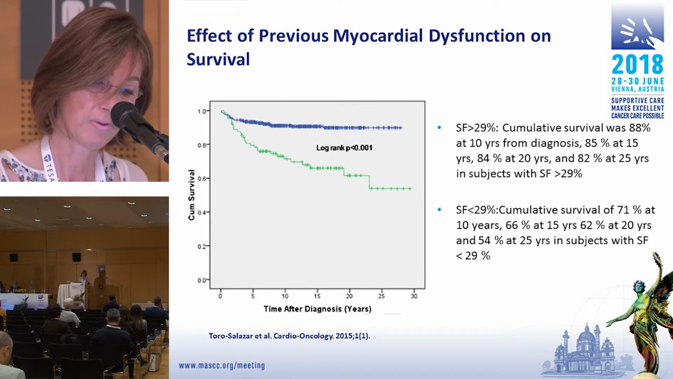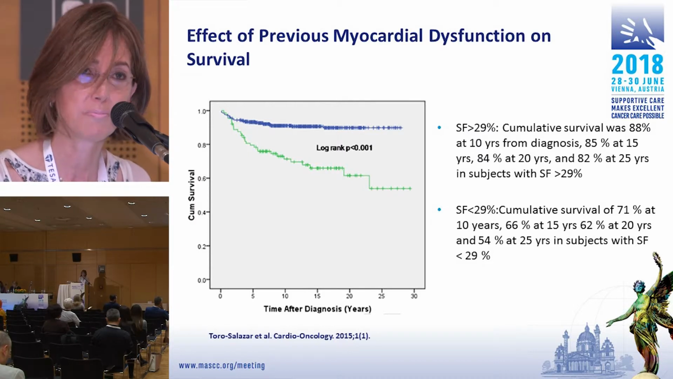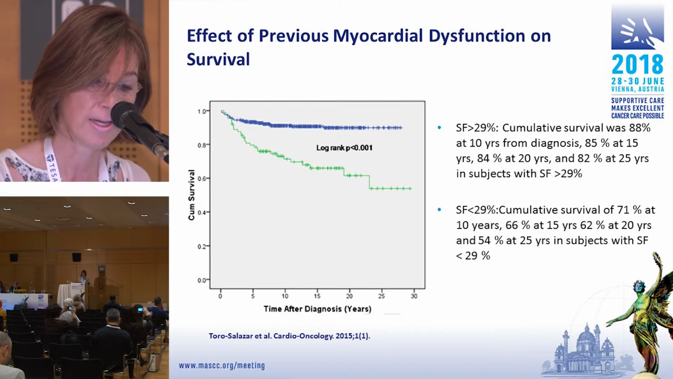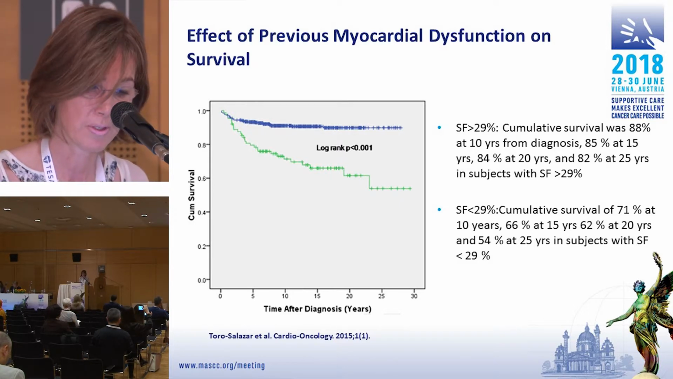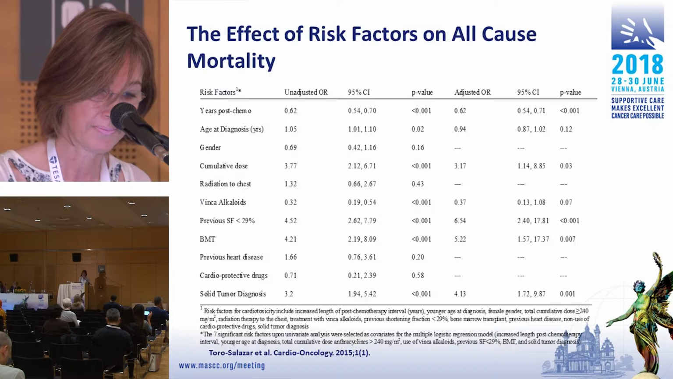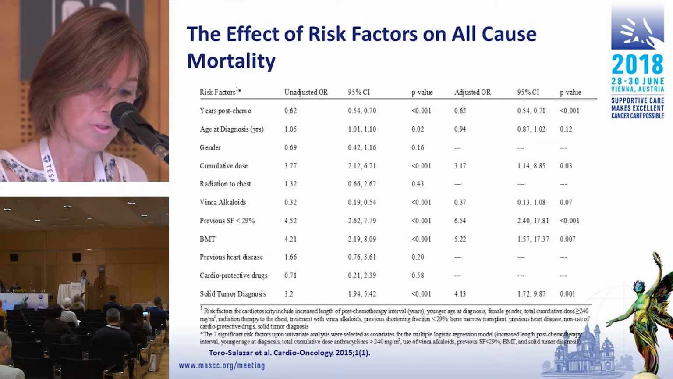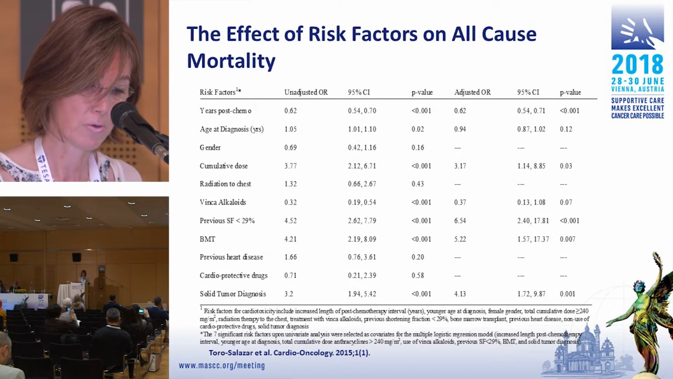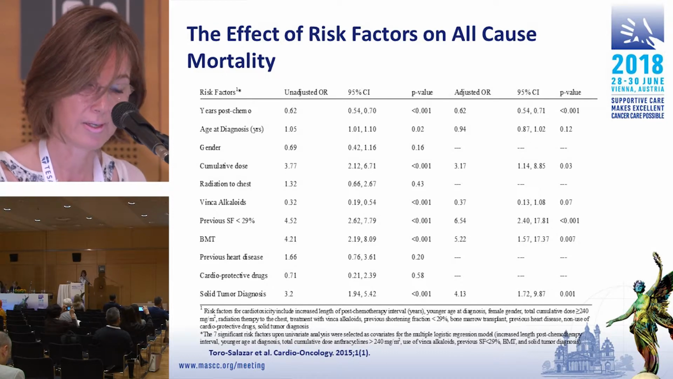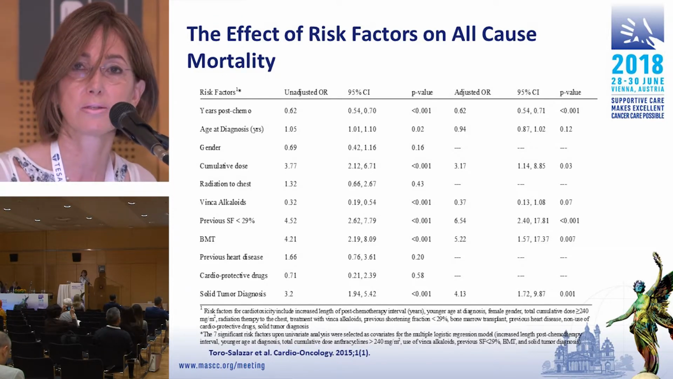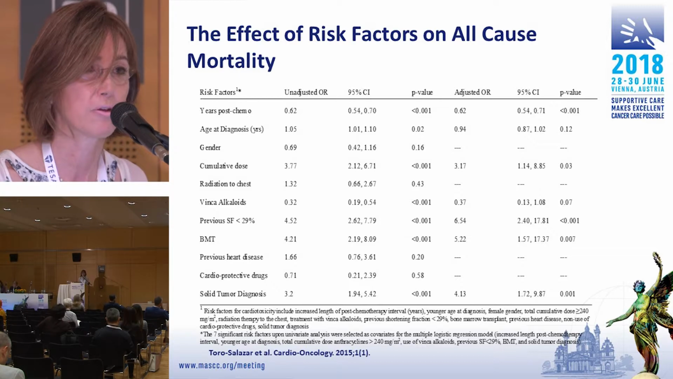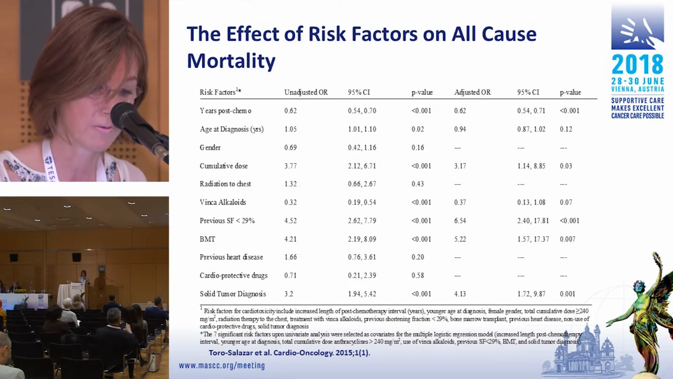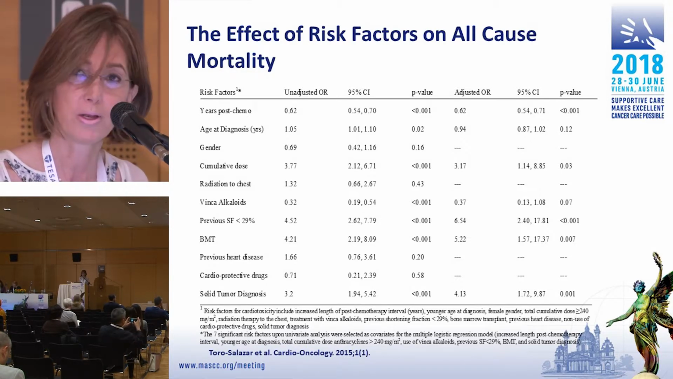We were the first to describe the significant impact of shortening fraction as a measurement of myocardial dysfunction in long-term mortality in these patients, as is seen in this slide. We went on to look at the effect of risk factors on all-cause mortality, and we identified that having a shortening fraction less than 29% at any time during therapy significantly increased the risk of death in this patient population.